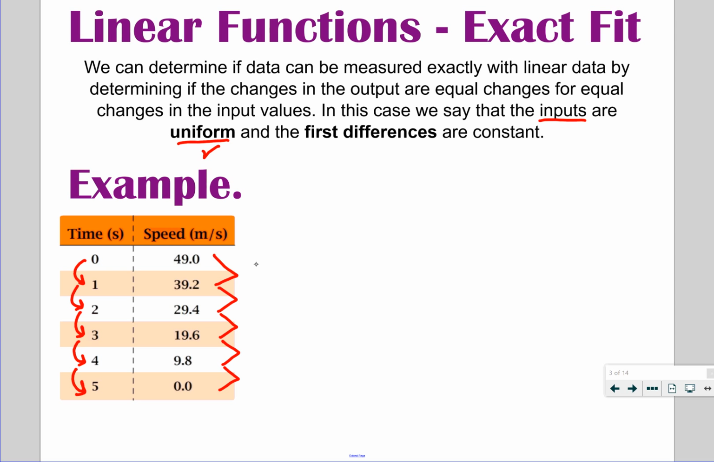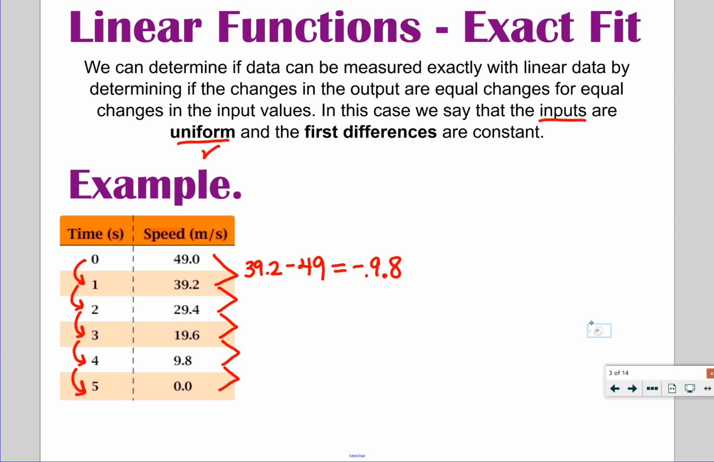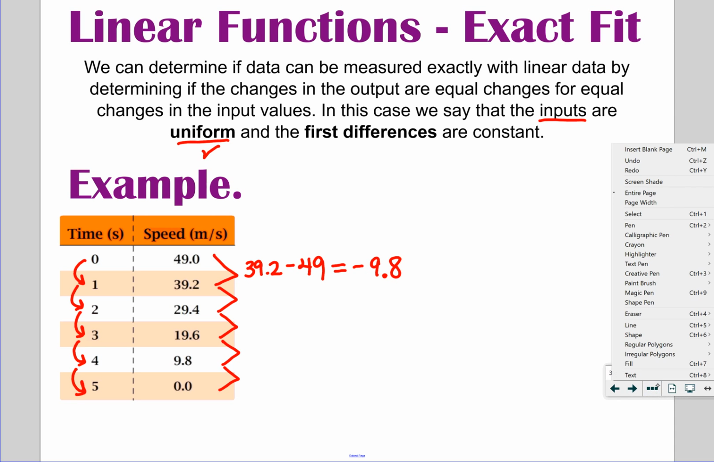To calculate first differences, you're going to take one data value minus the one before it. Okay, so in this case, that would be 39.2 minus 49. And you can use your calculator for any of these if you need to, especially if you get weird numbers. And you're going to get negative 9.8. And it makes sense that we would have a negative here because you can see the data is decreasing as we go from 0 to 1 seconds in this example.